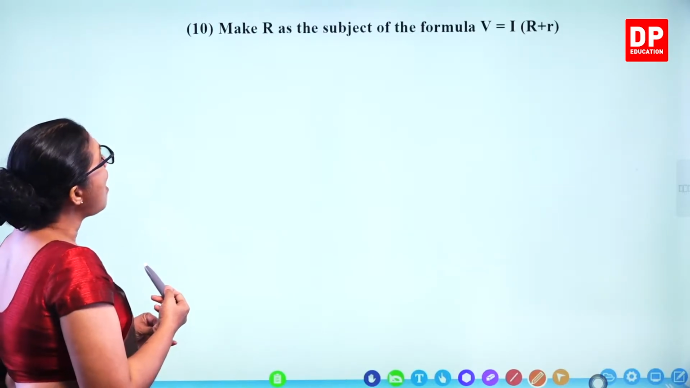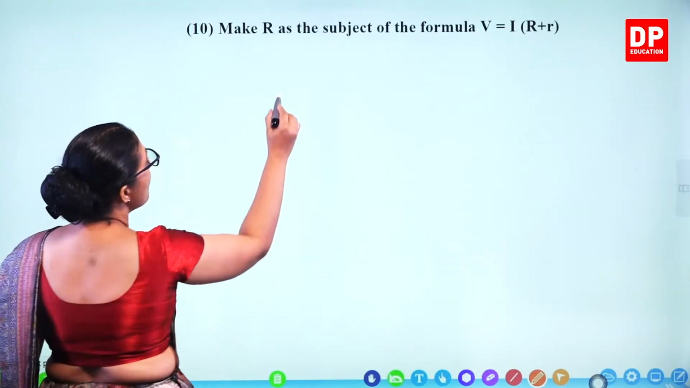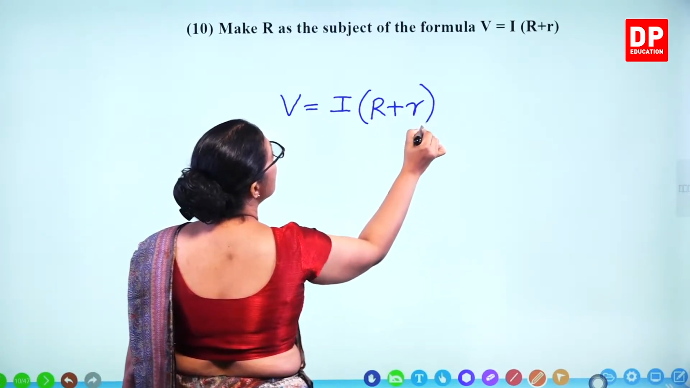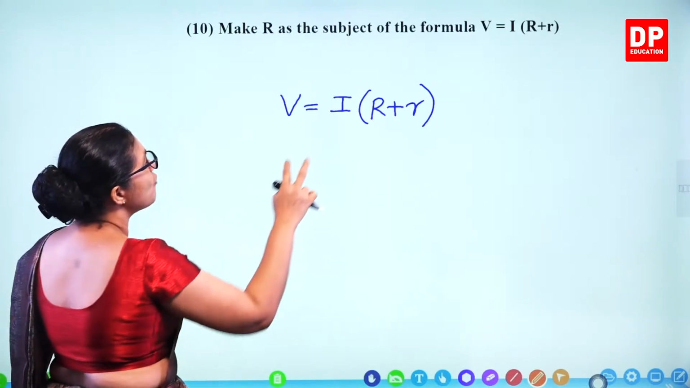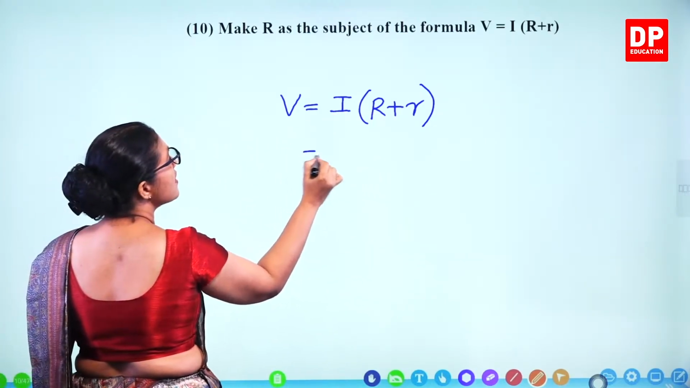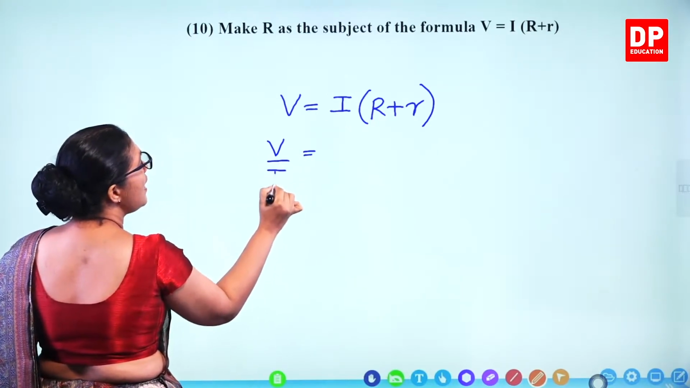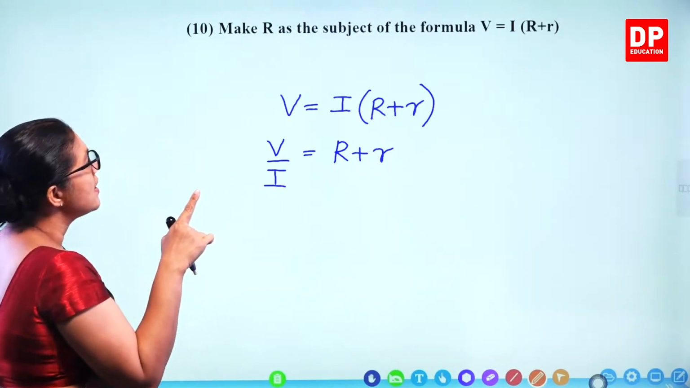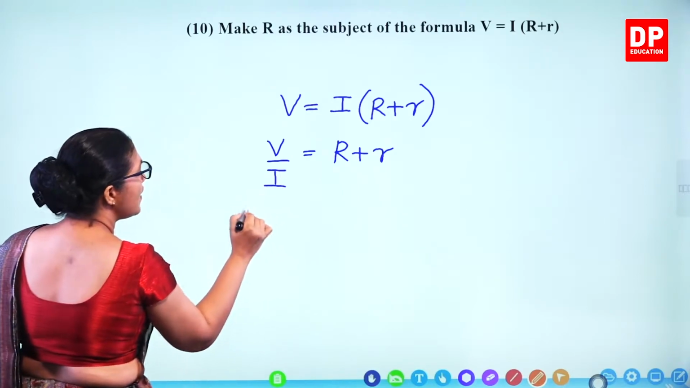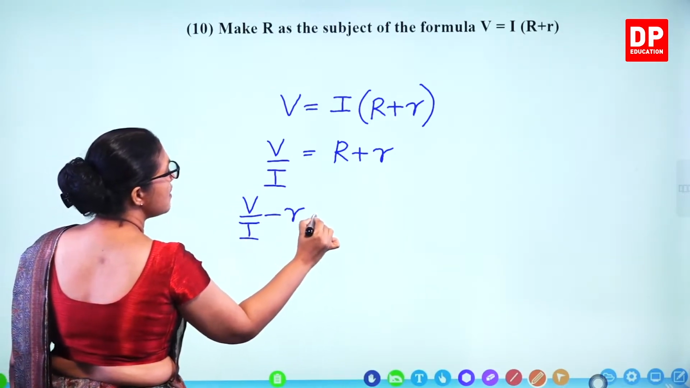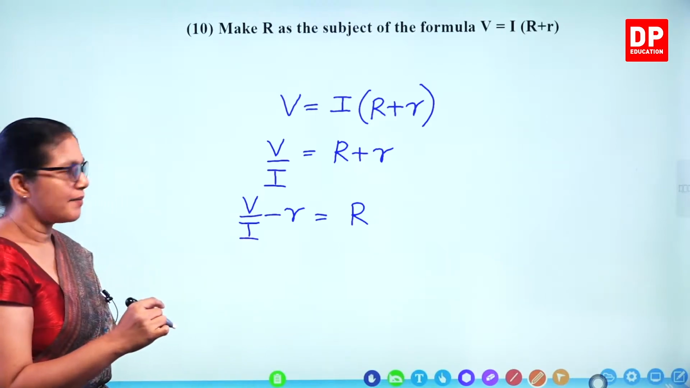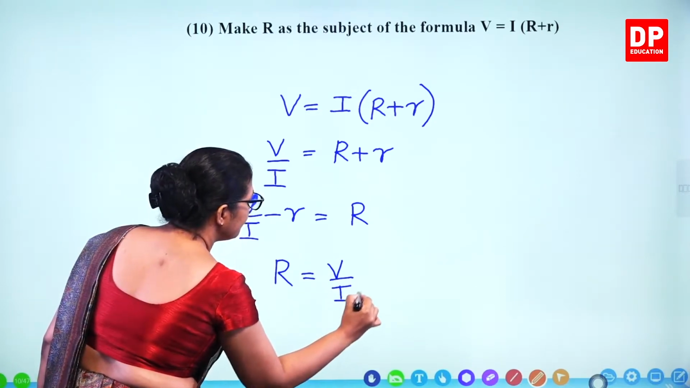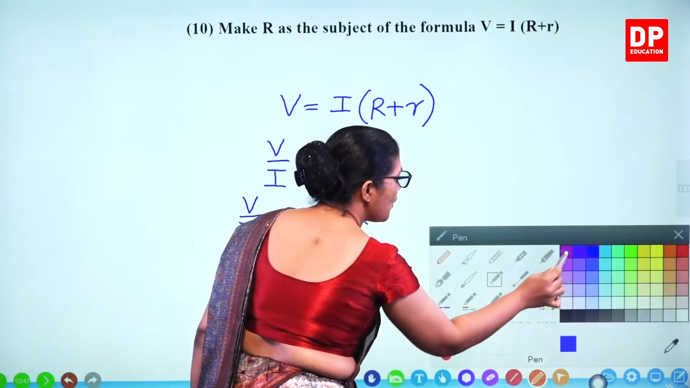Question number 10. Make R as the subject of the formula. V equals I r plus R. So you have to make capital R the subject. So we'll take I first. This is multiplication, so we divide by this. So that's r plus R. Then you have to find capital R. So we can move simple r here. V over I minus simple r is capital R. If you want, you can write this one on the left side. So 2 marks for that.